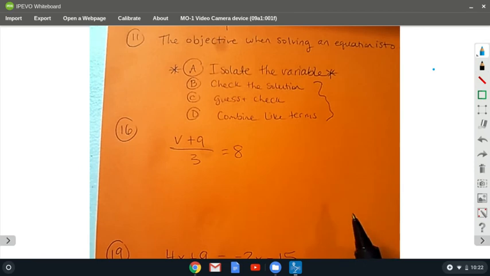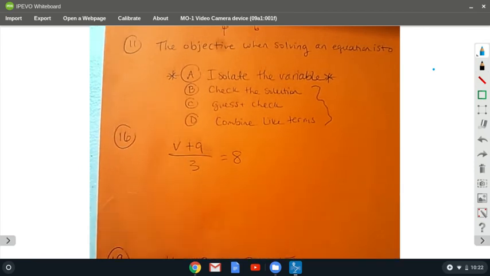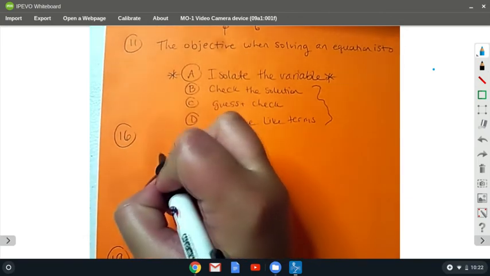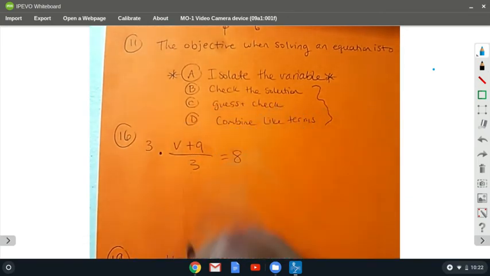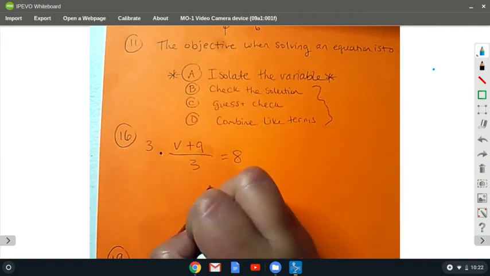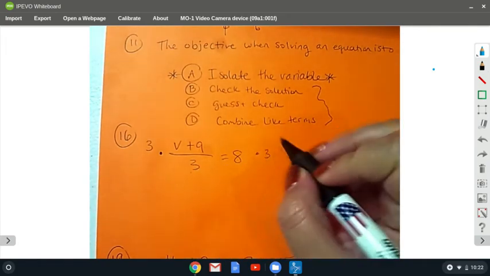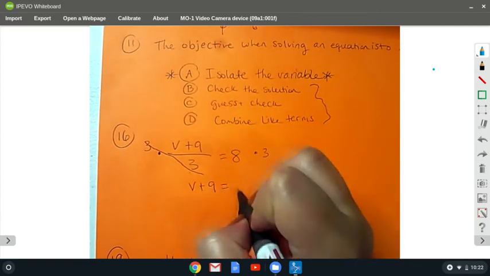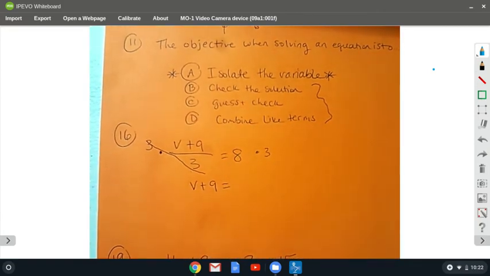Number 16 looks like this. There is a fraction here. Our goal is to get rid of that fraction right away. So I want to get rid of the denominator. It's division by 3, so I'm going to do the opposite of division, which is multiplication. Whatever I do to one side, I have to do to the other. These 3's are going to cancel. I'm left with v plus 9 equals 8 times 3.